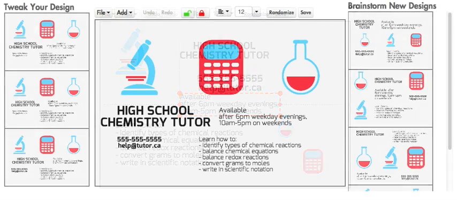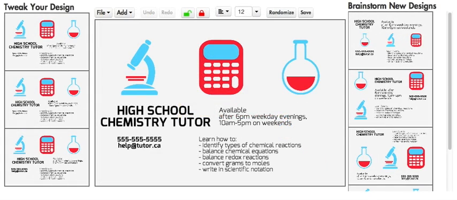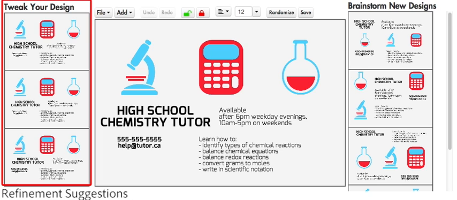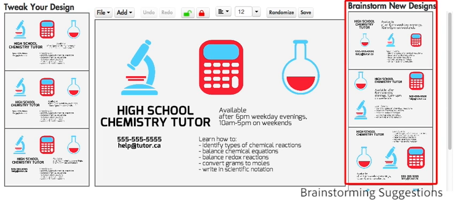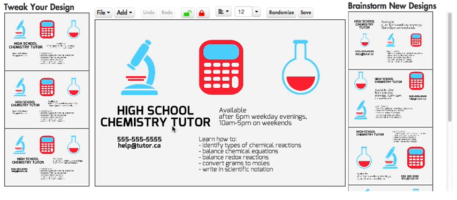In this paper, we introduced DesignScape, a system for automatically generating layout suggestions to aid novice users. Our system provides two different kinds of suggestions: refinement suggestions which improve the current layout, shown on the left, and brainstorming suggestions with large-scale changes, shown on the right. Let's look at the refinement suggestions first.